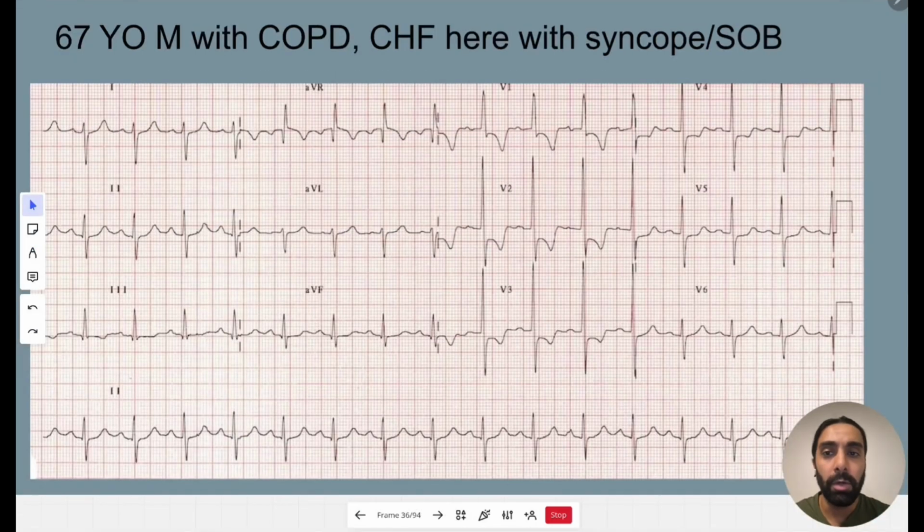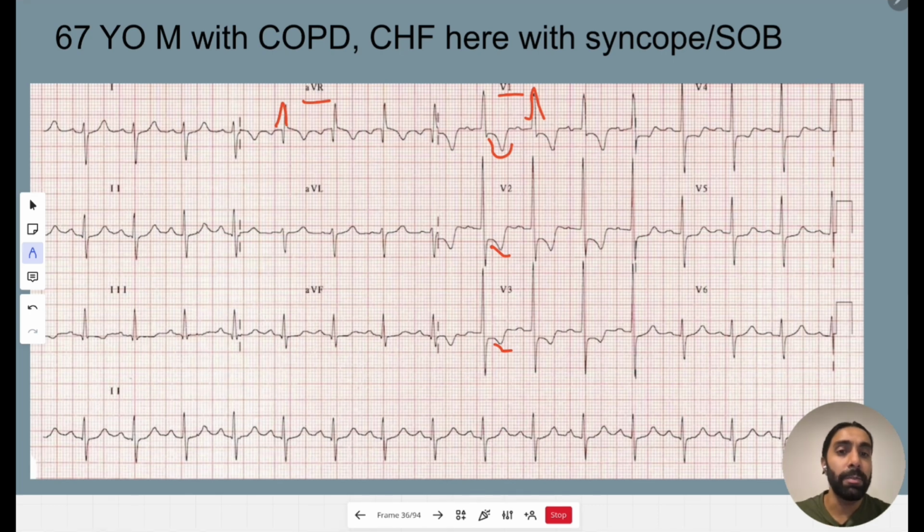But look at what I was just teaching you with aVR and V1. You have upward deflecting, so you have a pretty significant R in aVR and V1, which is not normal. You also have this ischemic pattern. You have ST depression, and again, this T wave should be naturally upside down, but you have ST depression in lead 1, and you also have ST depression in V2 and V3.